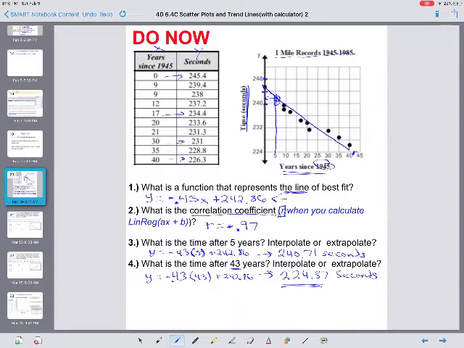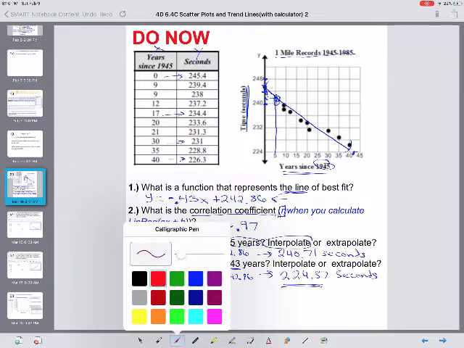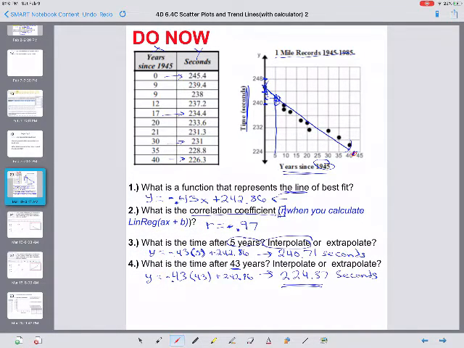Like this first one, 5 years. 5 years was within our data, so that was interpolating. And our other point was outside our data right here at 43 years. That was extrapolating. So hopefully you guys can interpolate and extrapolate using an equation to a trend line. Well, let's get on to today's lesson.